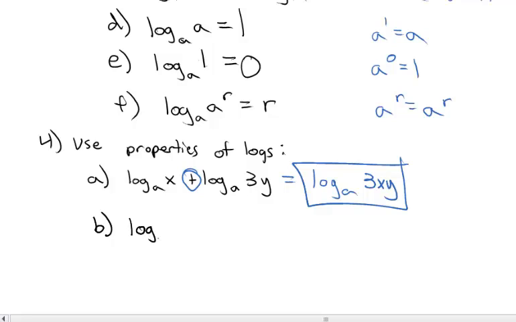We can go the other way. We can go from a single log, like log base a of x squared minus 3x over x plus 2.